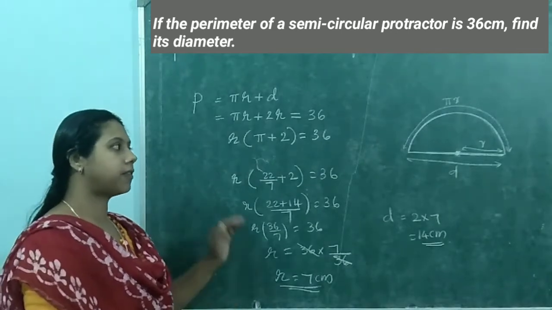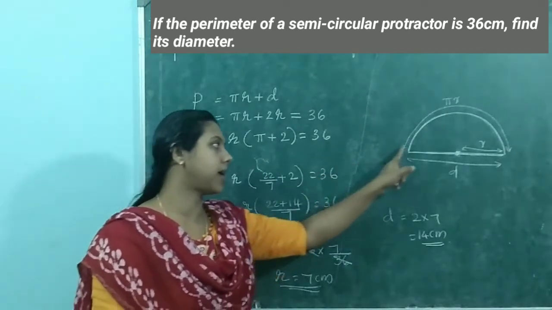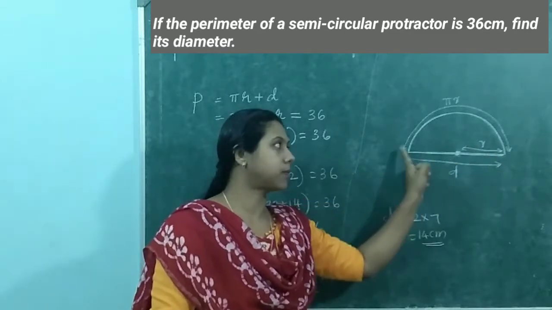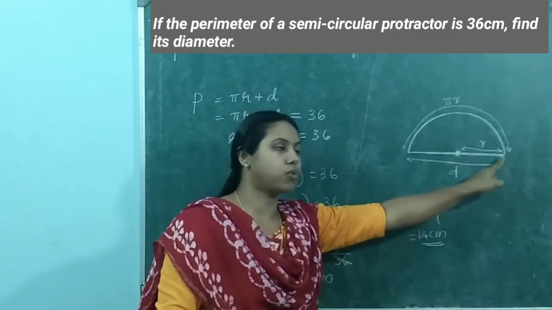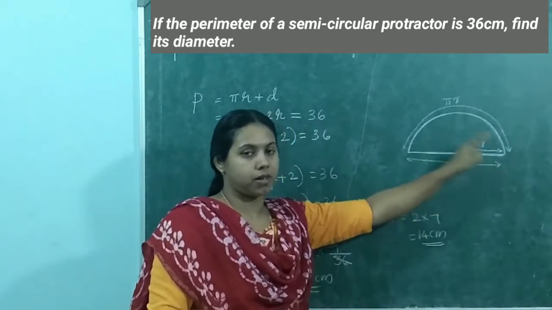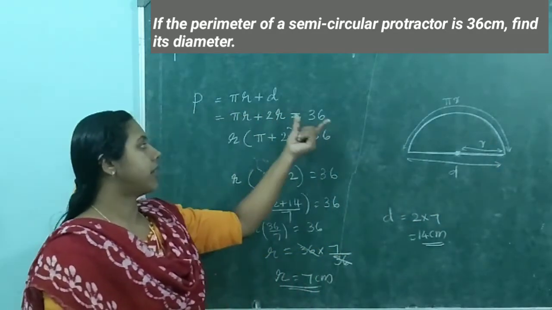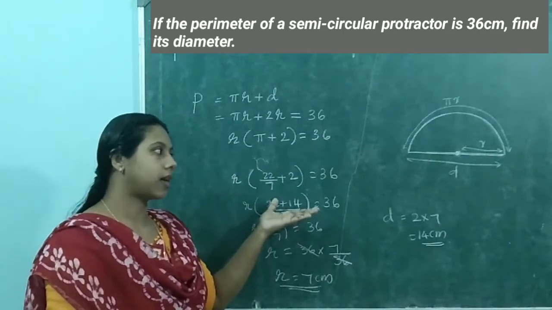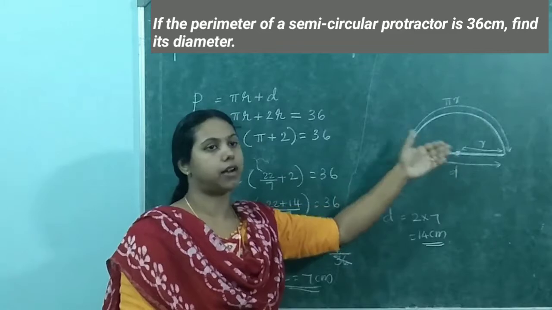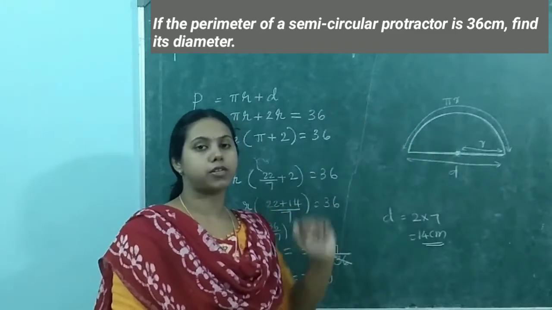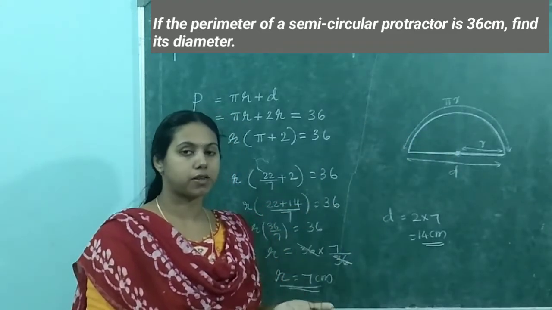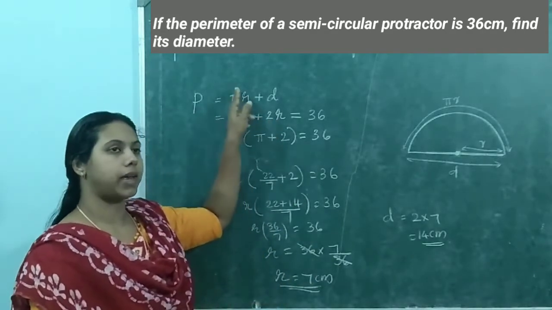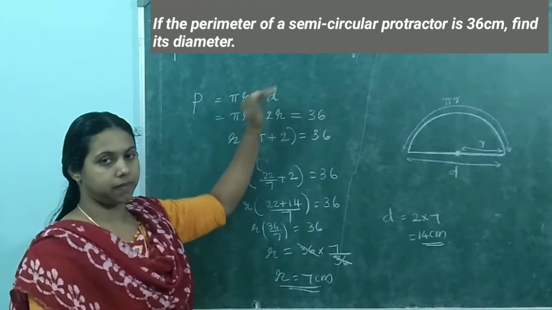So remember, the perimeter of a semicircle is pi r plus diameter, that is pi r plus 2r. So that perimeter is already given for you, so we are able to find the radius. The question can ask like this: the radius will be given, and they will ask to find the perimeter of a semicircle. When asked for the perimeter of a semicircle, you have to use the formula pi r plus 2r or pi r plus d.